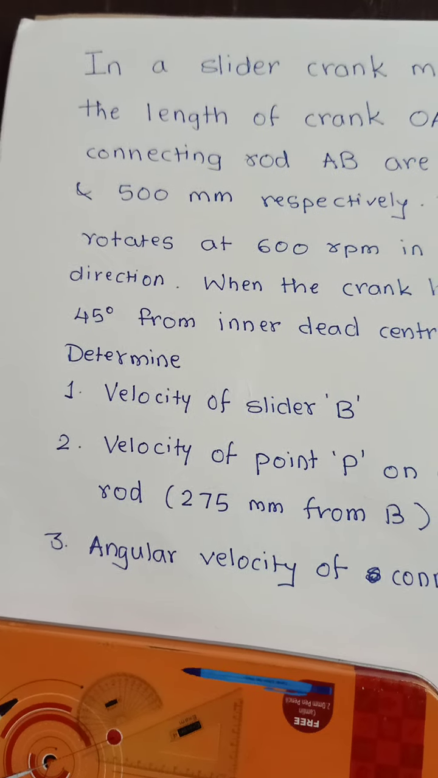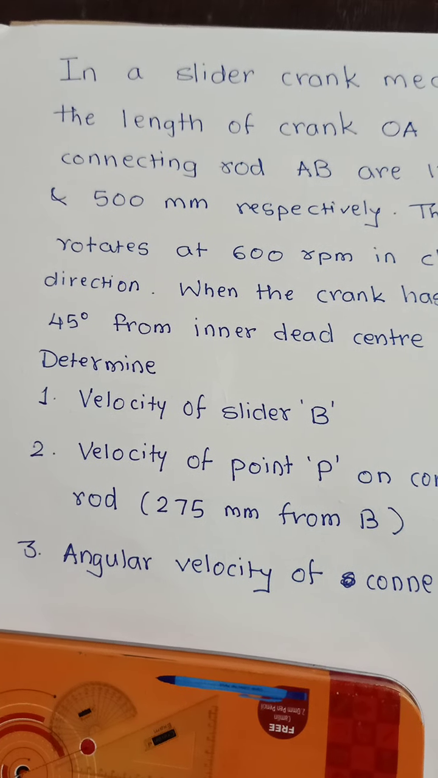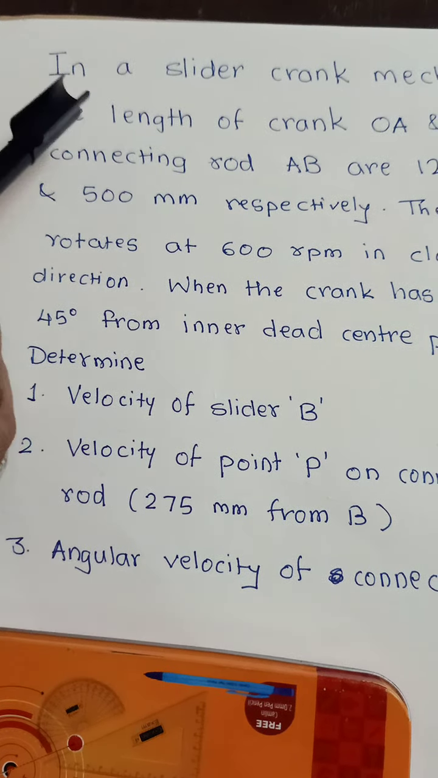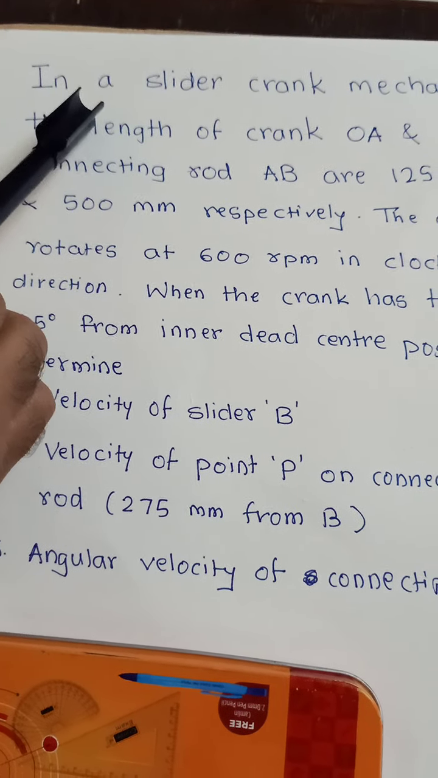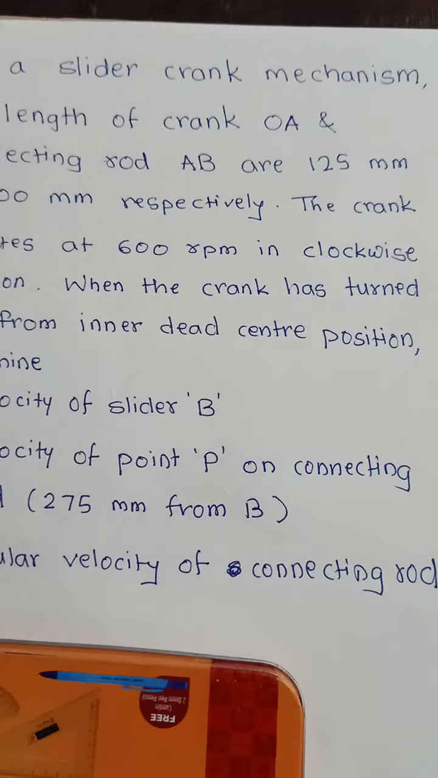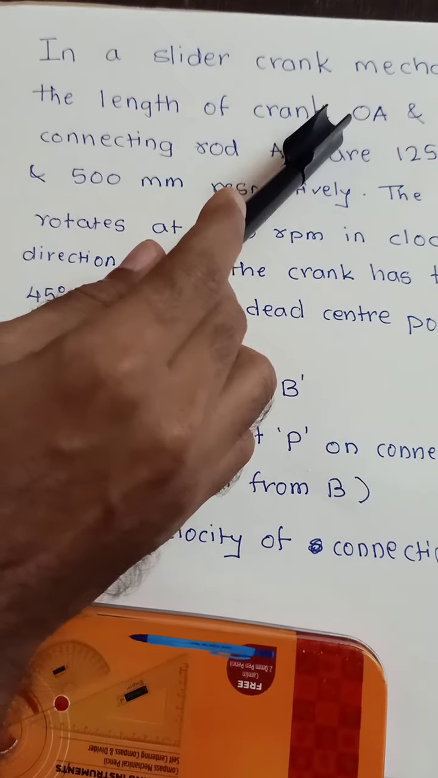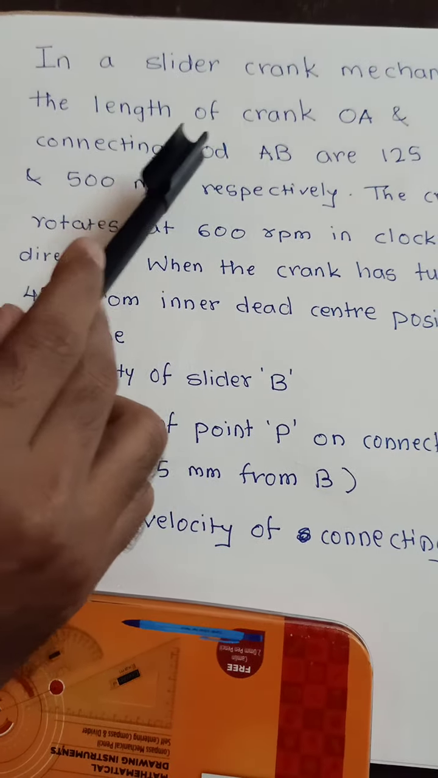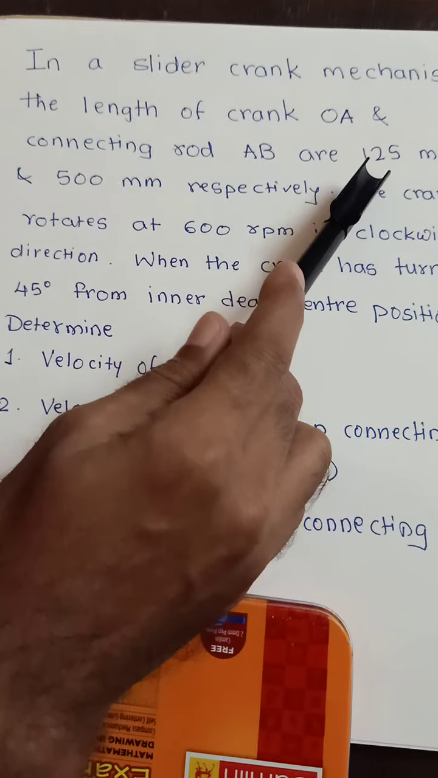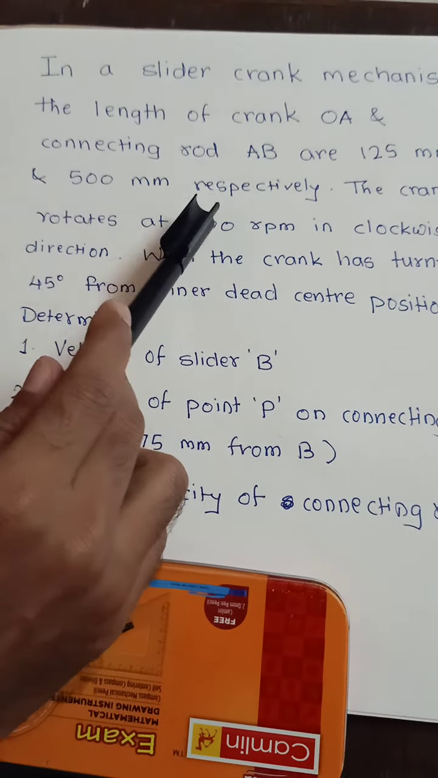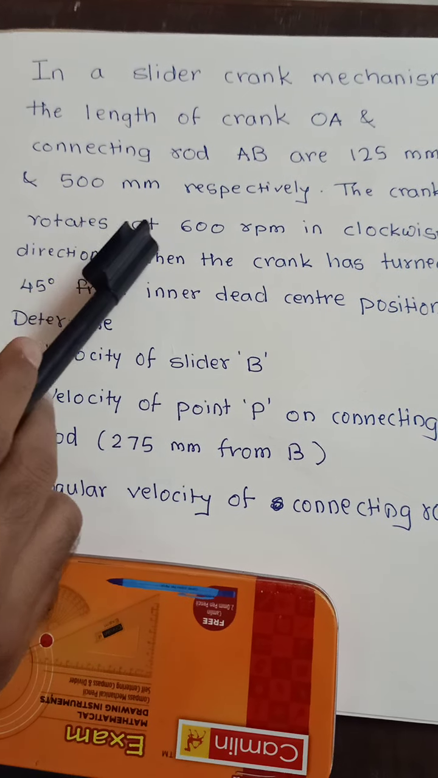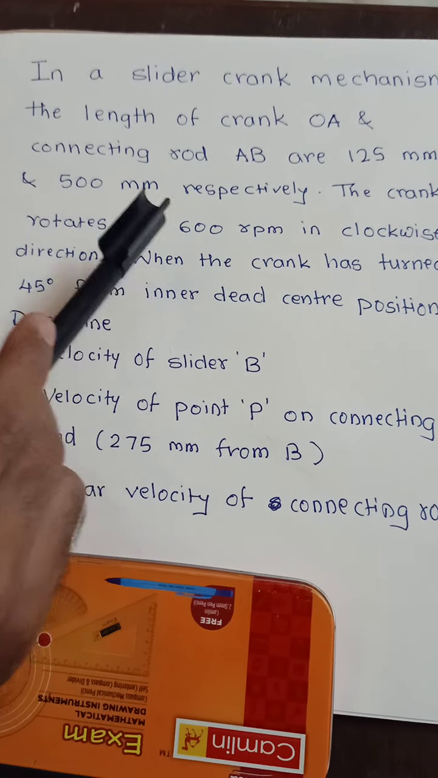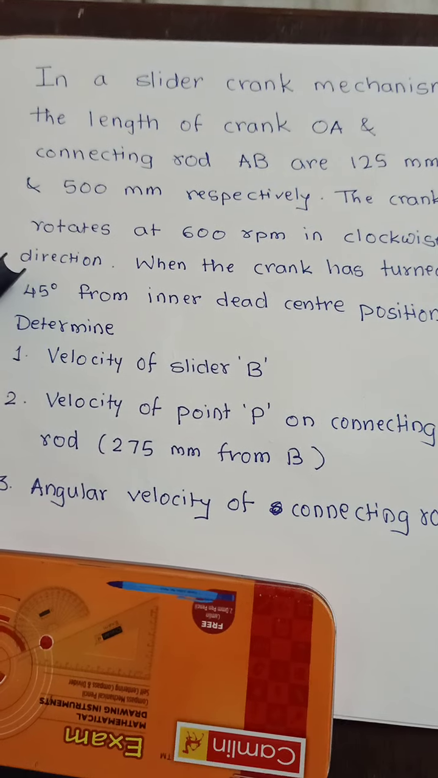Now let us start with a problem. First I'll read the problem. In a single slider crank mechanism, the lengths of crank OA and connecting rod AB are 125 mm and 500 mm respectively. The crank rotates at 600 rpm in clockwise direction.